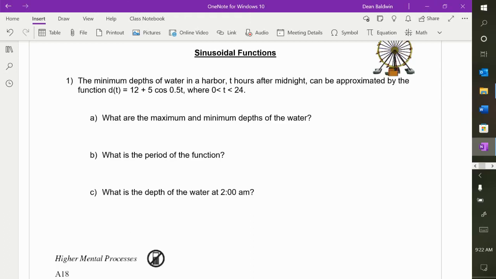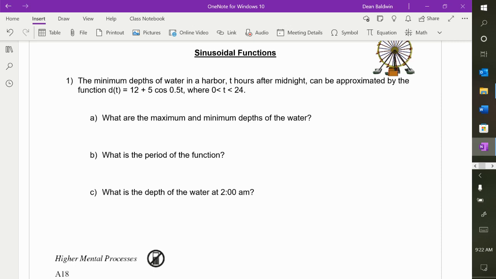All right, sinusoidal functions. So we're going to start modeling, quote unquote, real life situations. Sort of. Minimum depths of water in a harbor, T hours after midnight, can be approximated by the function 12 plus 5 cos 0.5 T, where T is between 0 and 24. Why is T between 0 and 24? Because there's 24 hours in a day, right? What are the maximum and minimum depths of the water?